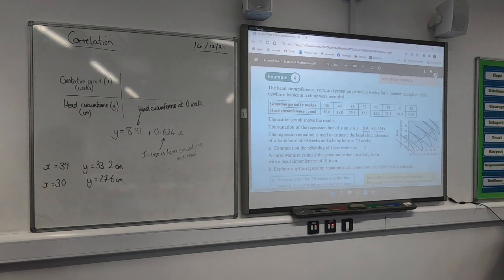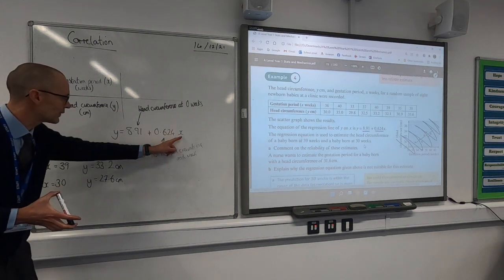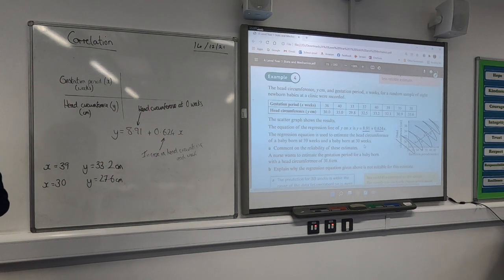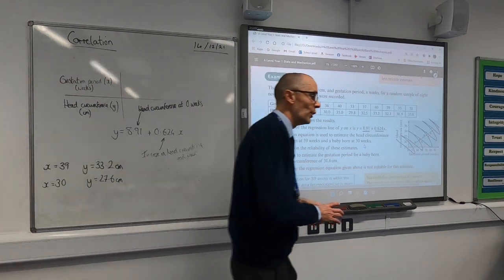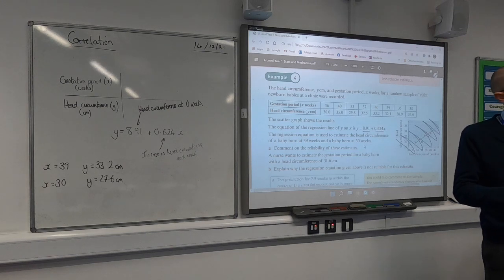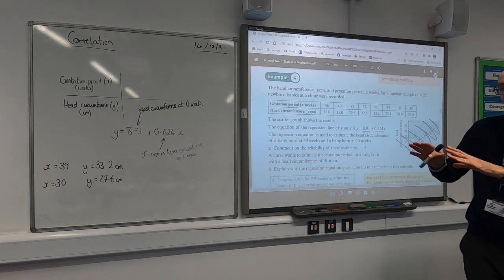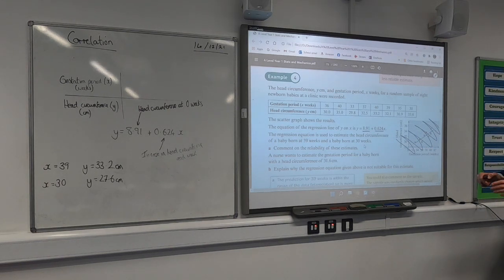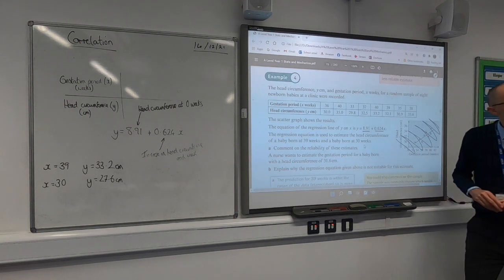Okay, so all we've done there is we've just used the x value in the equation, and that's the equivalent of what we used to do at GCSE, where you draw your line of best fit and you go up from 39 and across, or up from 30 and across. This is the more sophisticated way of doing it. Now, we're asked to comment on the reliability of these estimates.